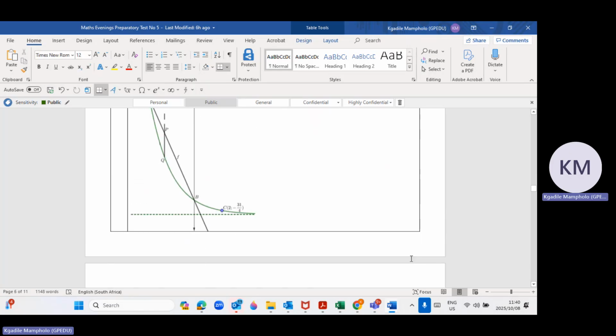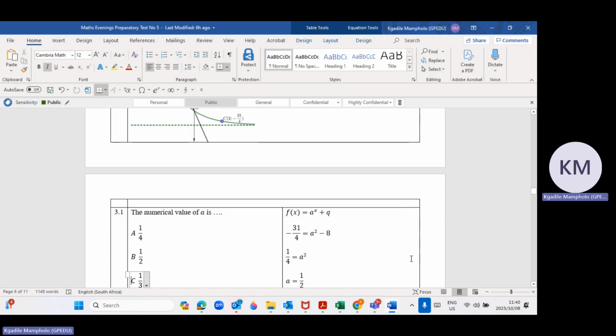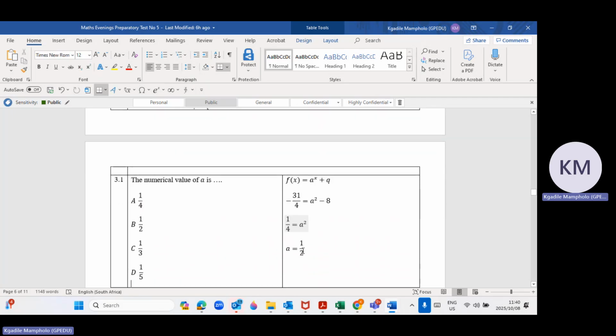If the horizontal asymptote is -8, you put it here, then you substitute the values. Remember, x is 2, y is -31 over 4. When you take 8 to the left, 8 minus 31 over 4, remember 8 when you take it to the left will be positive. 8 minus 31 over 4 will be 1 over 4. Then it means a would be the square root of 1 over 4, which is half.